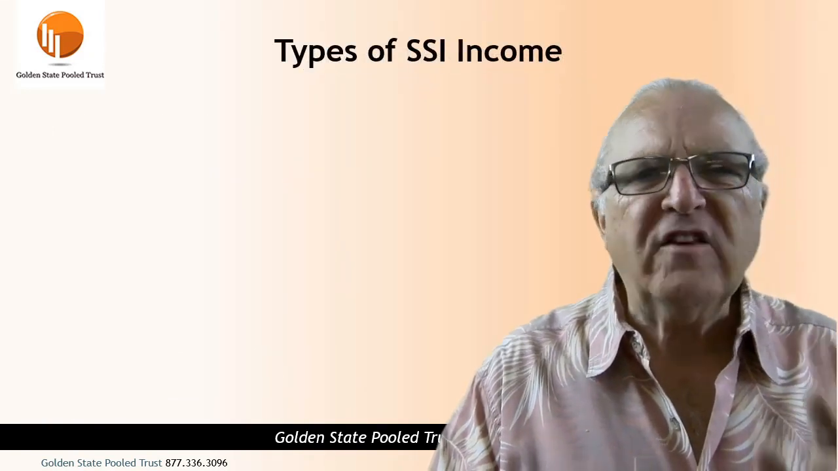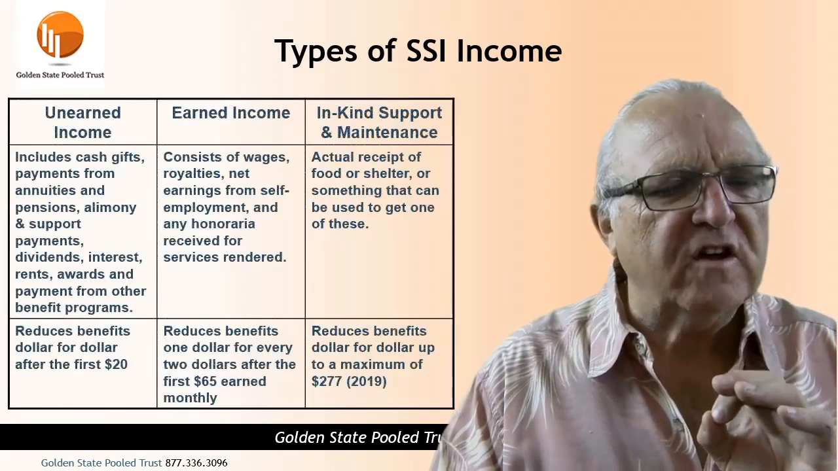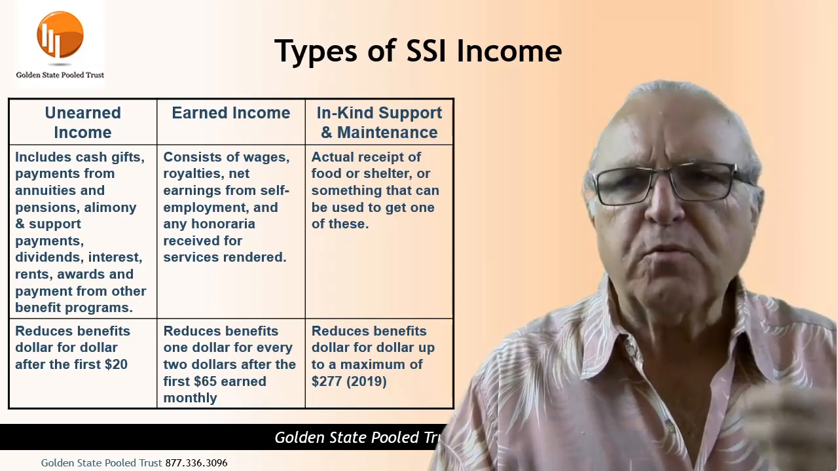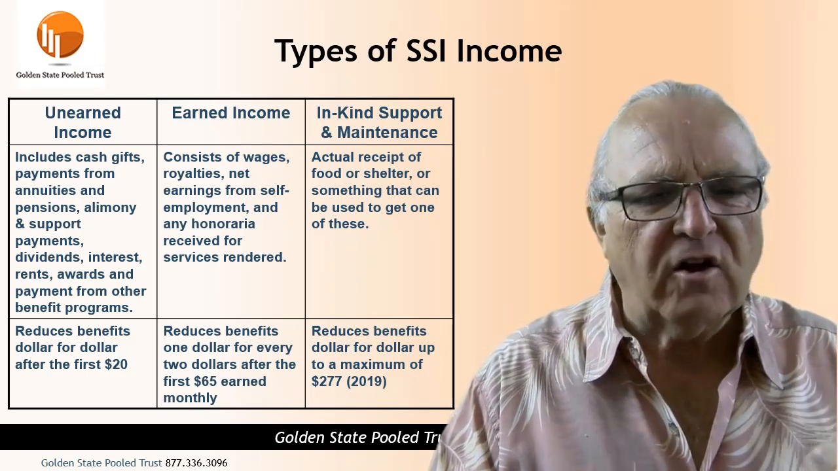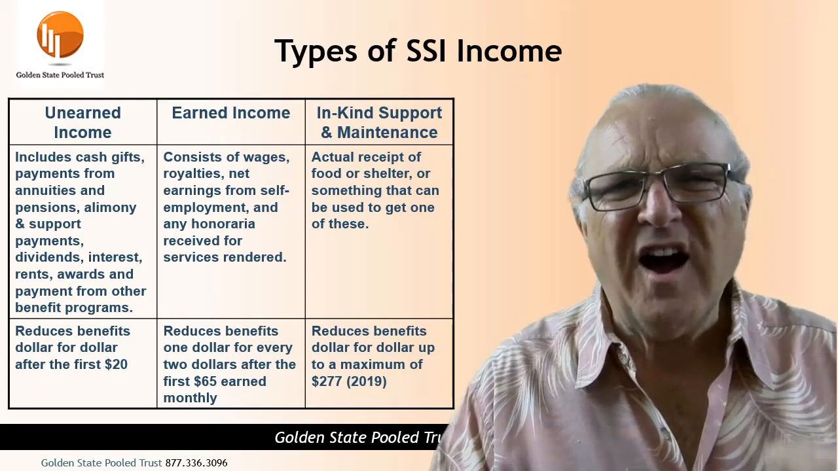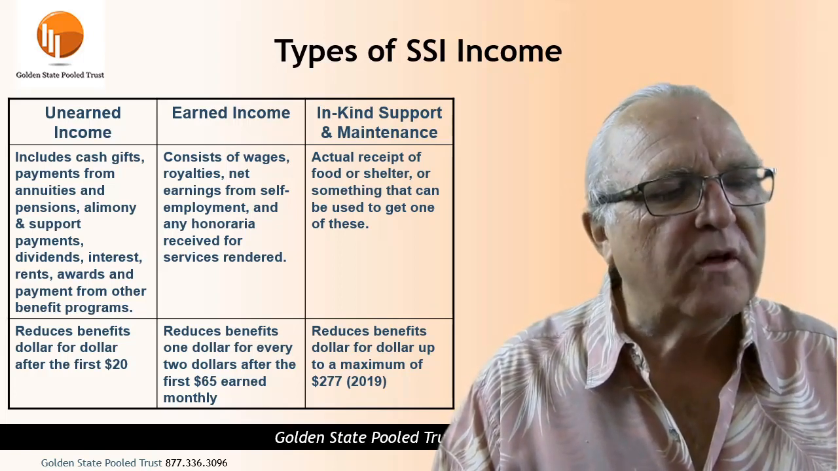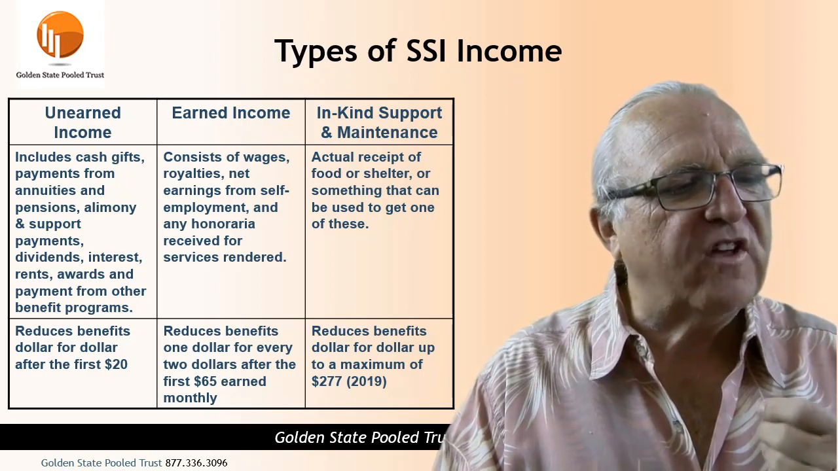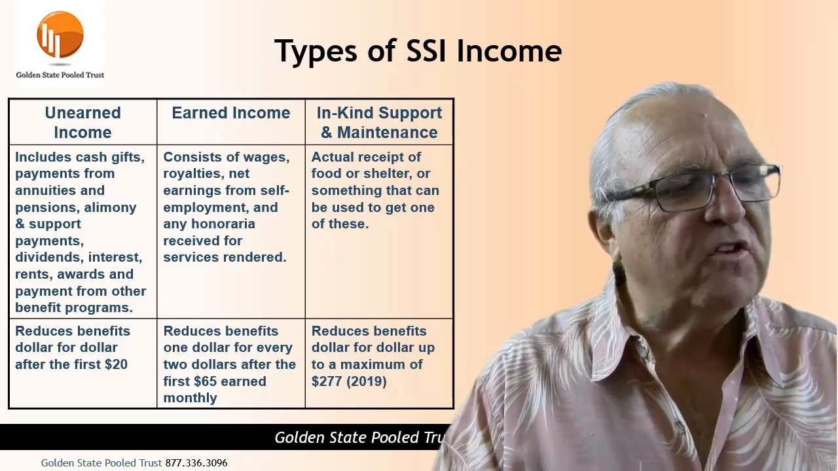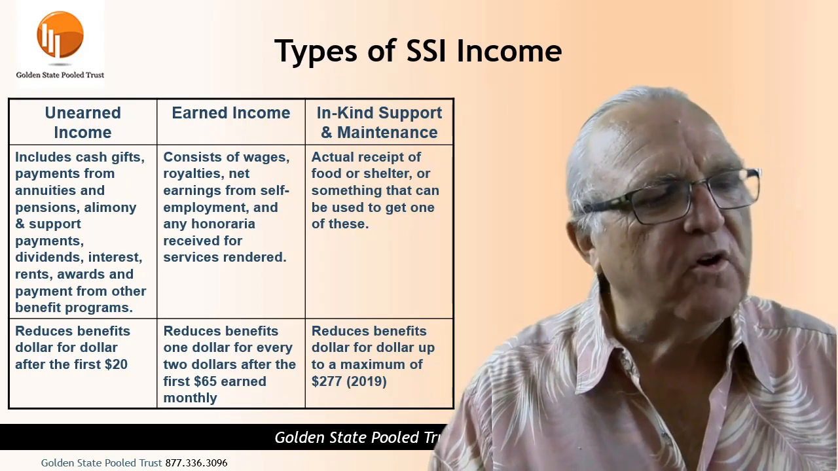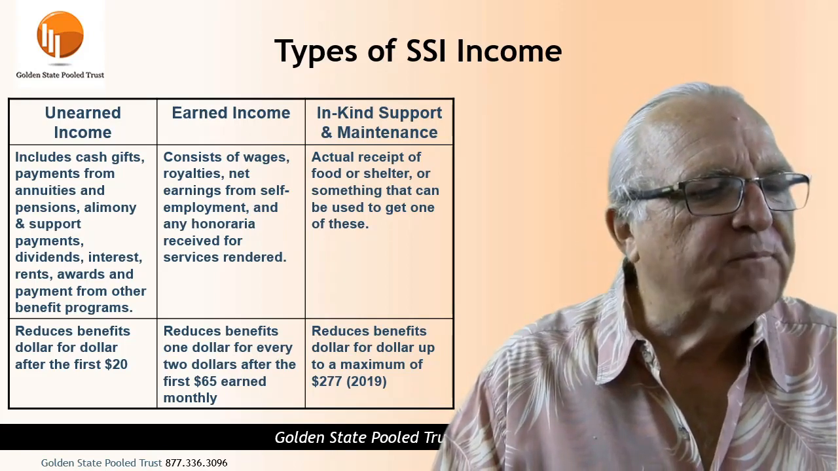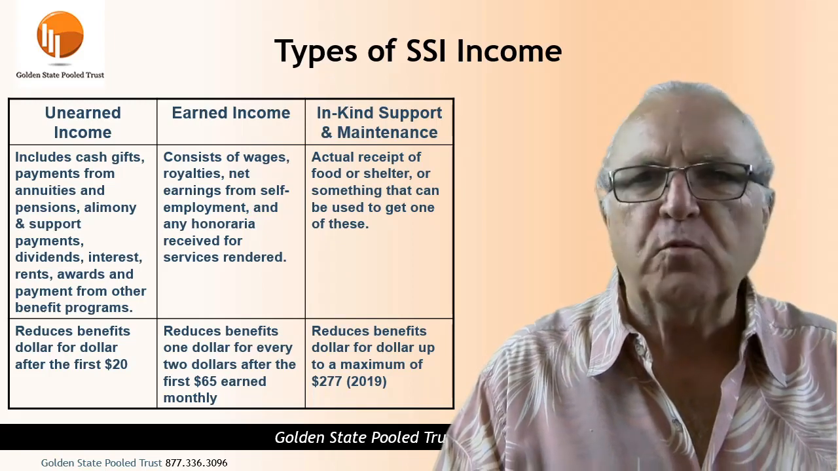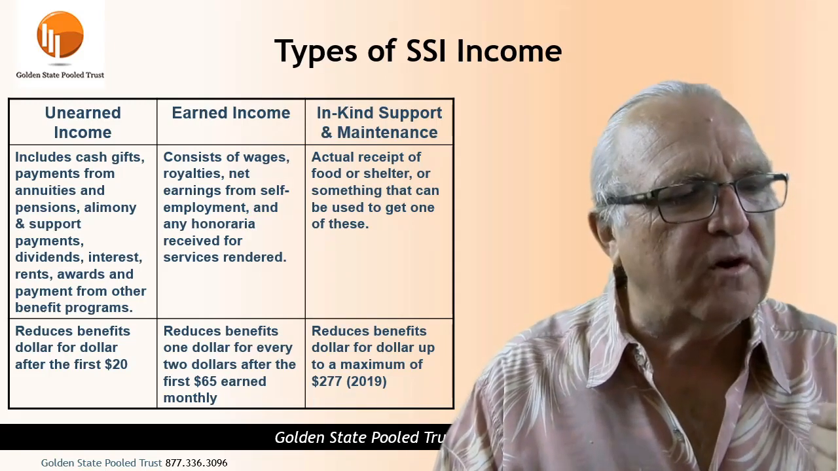So let's begin with some real basics. When we're talking about income for SSI, and as we're going to see for Medi-Cal as well, there's 3 kinds of income we have to deal with. The first one is what's called unearned income, which includes cash, gifts, payments from annuities and pensions, alimony and support payments, dividends, interest, rents, awards, and other payments from other programs. And we're going to see that demonstrated over and over again.